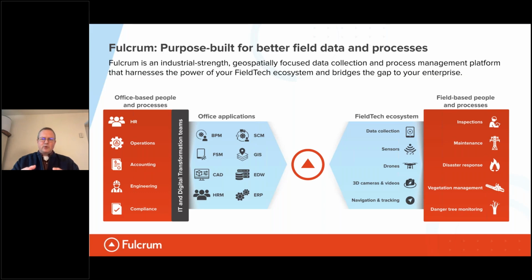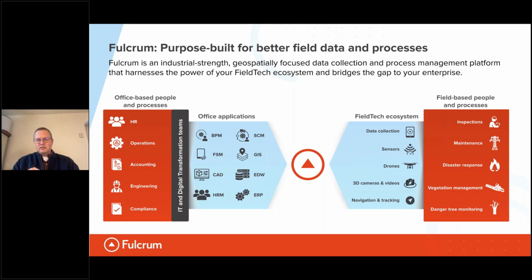And we focus on being industrial strength, right? In the field, we're trying to make sure that you've got something you can count on for any kind of situation you're in. We are geospatially focused, which is something that's so important for the field and so often gets overlooked. And we are focused on data collection and process management. We're that platform. We're going to help you harness the power of your field tech ecosystem, and we're going to bridge the gap to your enterprise.